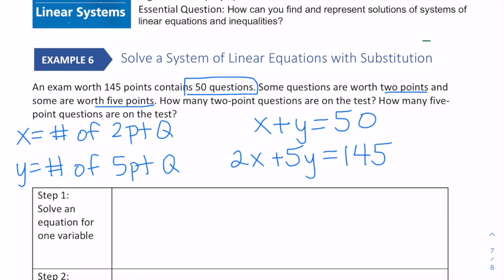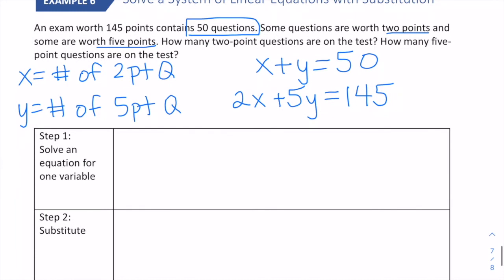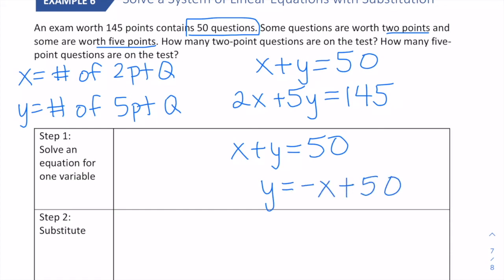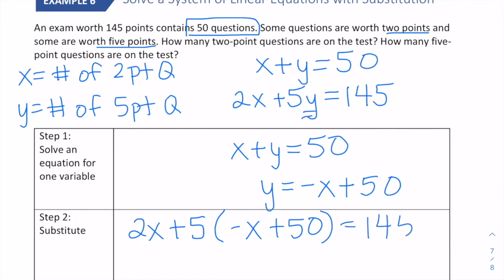Now let's isolate a variable. From here again you can isolate x or y. Here I'm going to isolate y. We did x plus y equals 50, and I'll make y equal to negative x plus 50. Remember, we're going to substitute that into our second equation. So it's 2x plus 5 times negative x plus 50, because that's where our y was, equals 145.